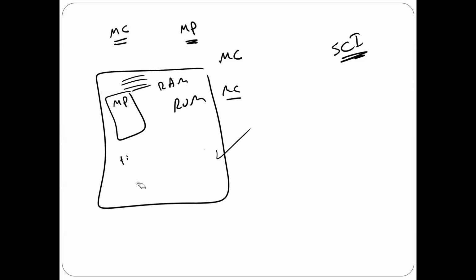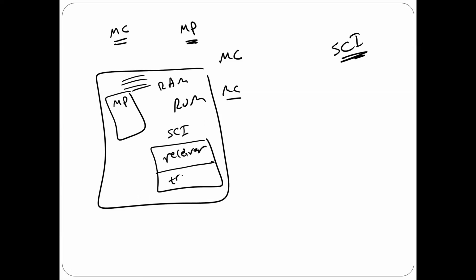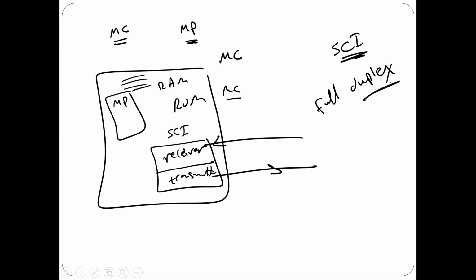As I told you, SCI is a circuit for serial communication. It actually has two parts: one part is the receiver, the other is the transmitter. And I told you our SCI is full duplex. Full duplex means you can transmit and receive at the same time because the circuit is repeated. You have one circuit here and another circuit here, one for receive and one for transmission. That's why you can transmit and receive at the same time, and you transmit or receive serially.